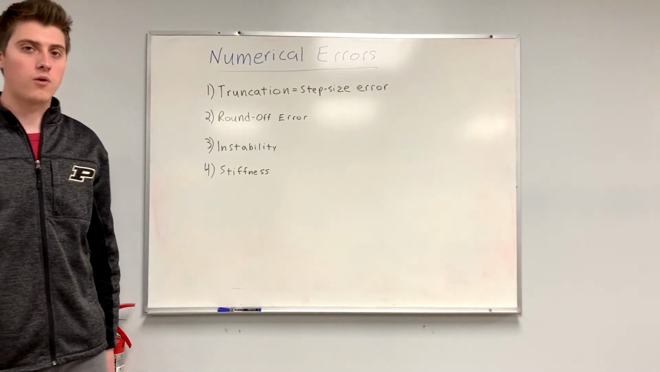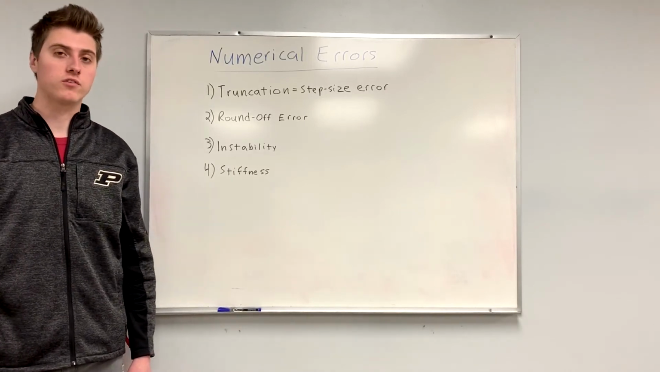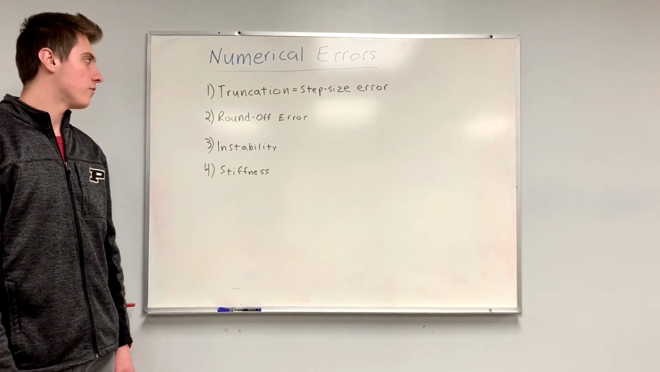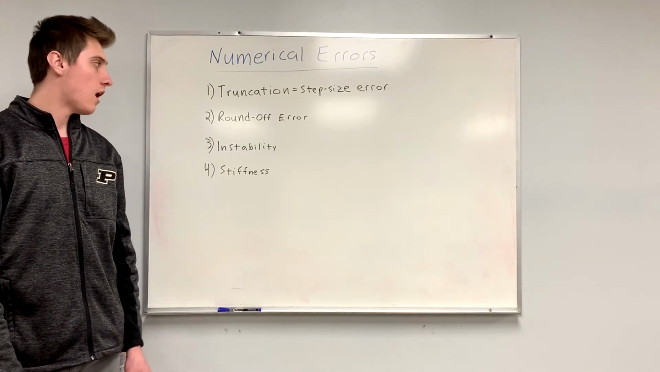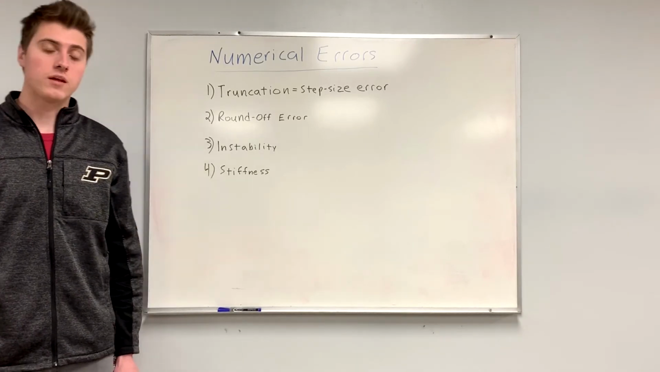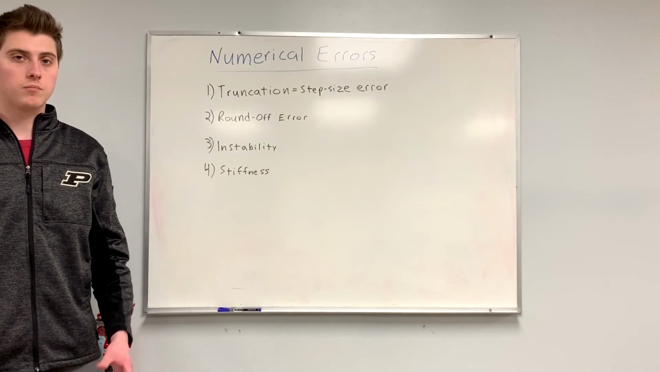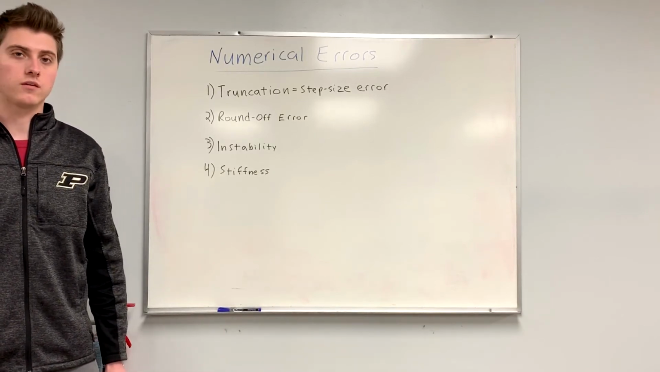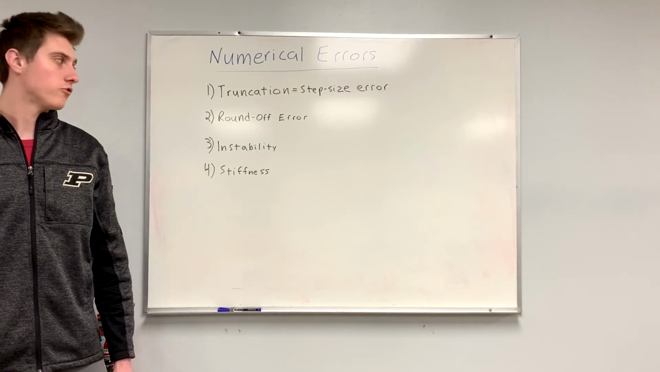The last thing we talked about Wednesday was numerical errors for these various types of numerical integration systems we talked about. The four errors are truncation, step size error, which are the same thing, round-off error, instability, and stiffness. Now, step size error is when your step size is too large for the given problem, so the method is actually much less accurate than it would be if you did an exact integration.